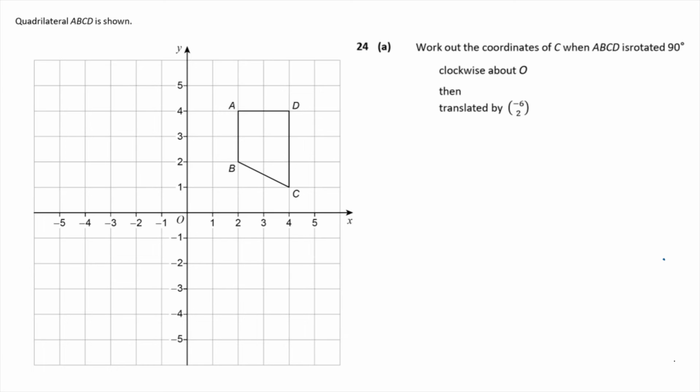Question 24. Work out the coordinates of C when ABCD is rotated 90 degrees clockwise about O, then translated by -6, 2.